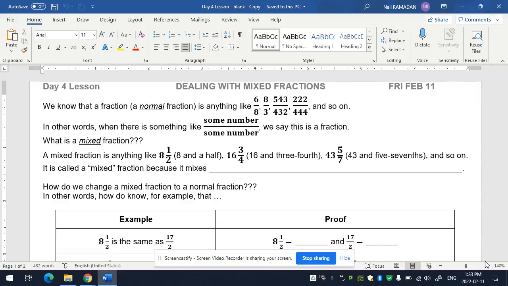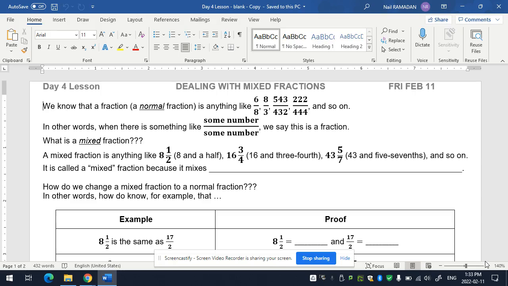Today we do something called mixed fractions. Mixed fractions, okay? So let's start by, so we know that any fraction is basically a number on top of another number, like 6 over 8, 8 over 3, regardless of which number is bigger or smaller, okay?